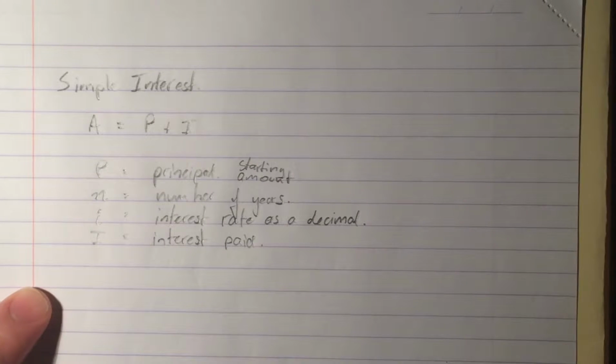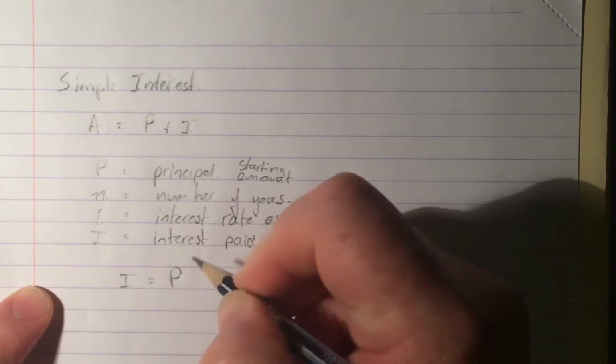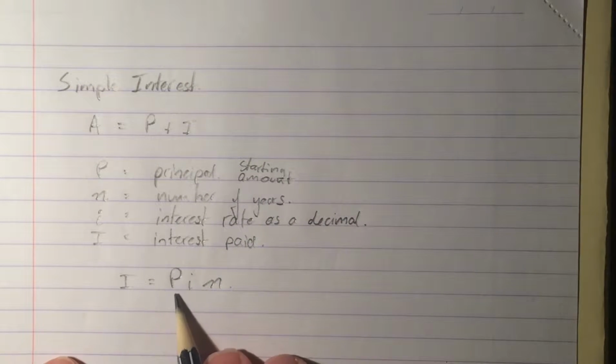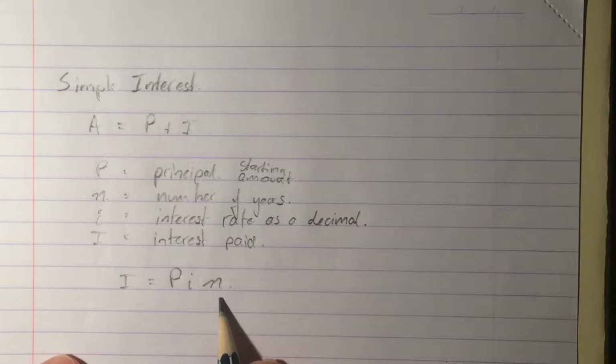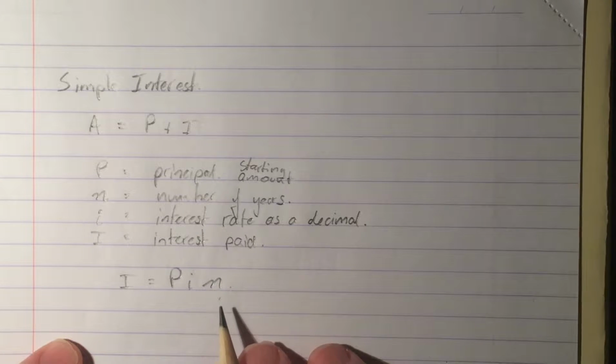Using these values, we can express what's called the simple interest formula. That is, the interest is equal to the principal times the interest rate as a decimal times the term of the loan. Before we go on, it's important to note that the term of the loan must always be expressed in years. Even if we've got a term which is not a whole number of years.